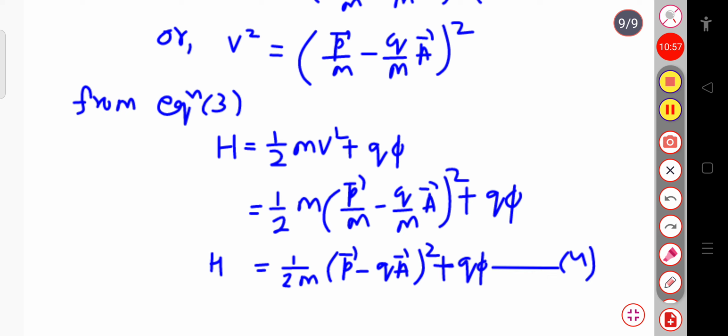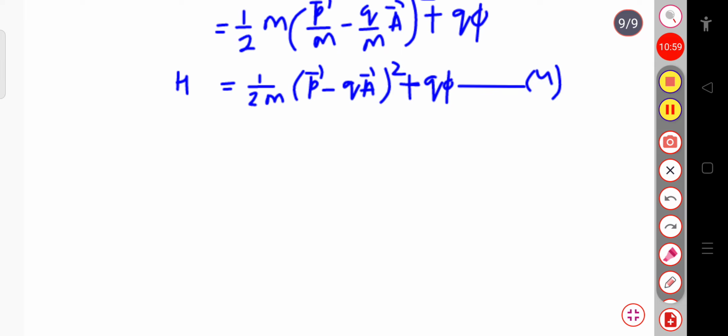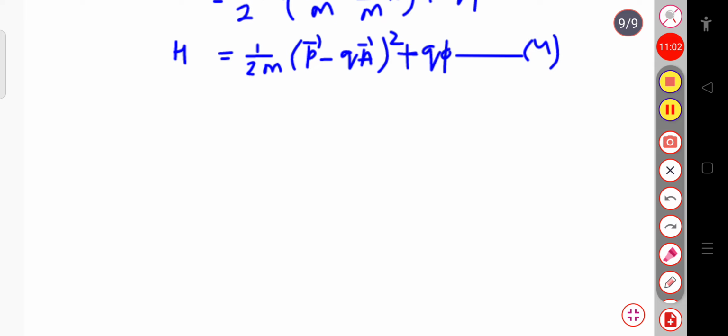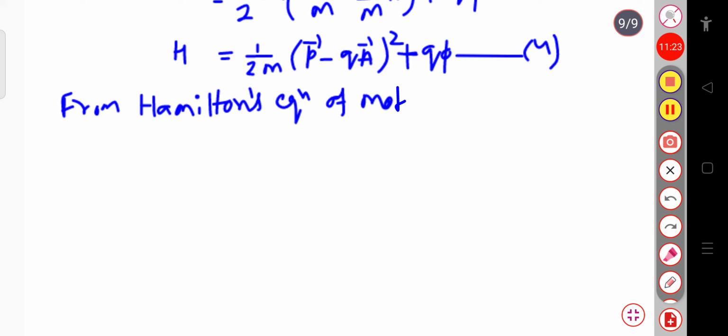Now we will calculate the Hamilton's equations of motion from this Hamiltonian. From Hamilton's equations of motion, if you remember, we have already discussed in our previous lecture, qk dot can be written as dou h by dou pk.